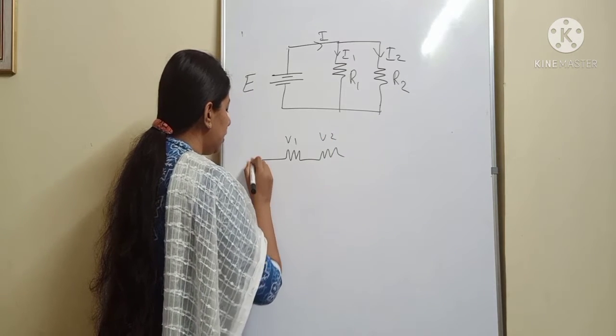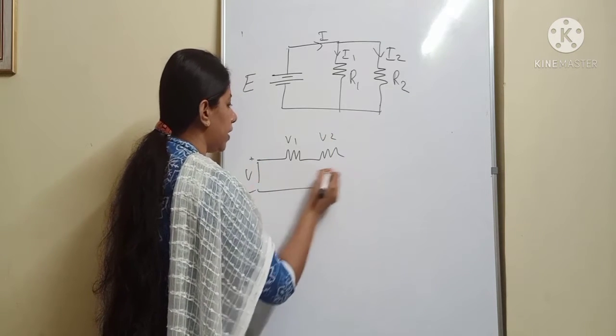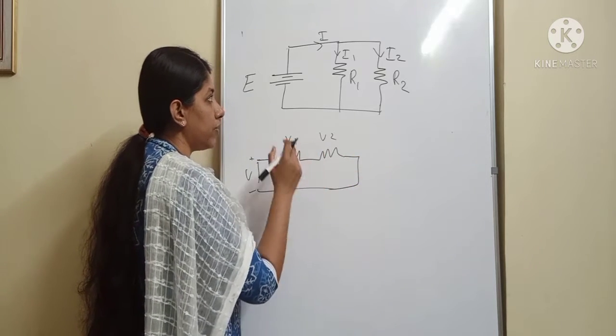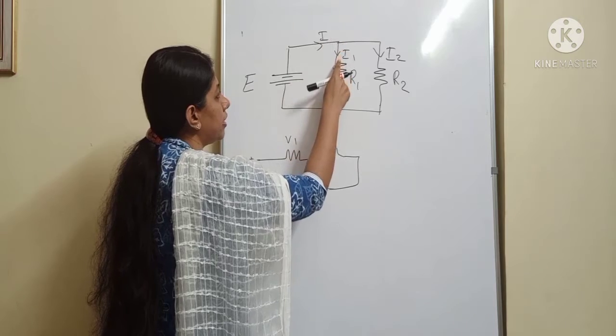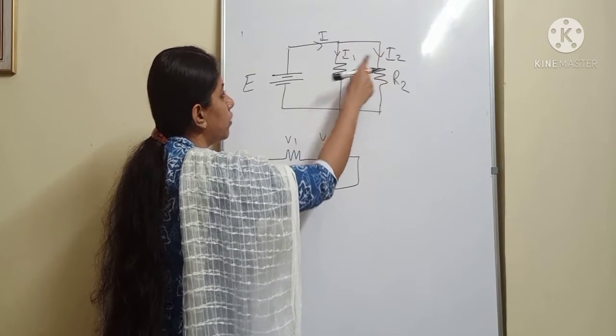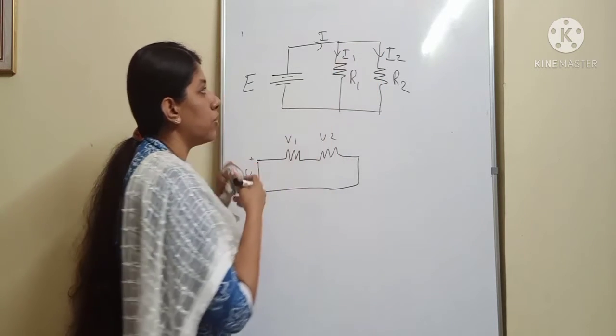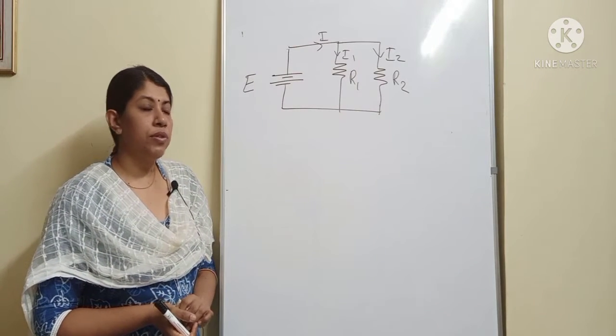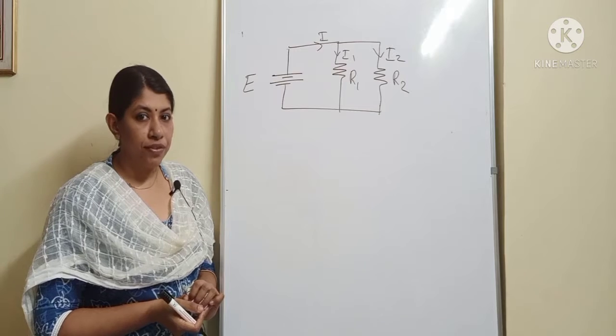If it is V, the entire applied voltage is dividing between these two resistances. Therefore, it is called a voltage divider. Here, the entire current is divided into two, and hence the circuit is called a current divider. Now, let us see how the branch current can be found out by using the current divider rule.